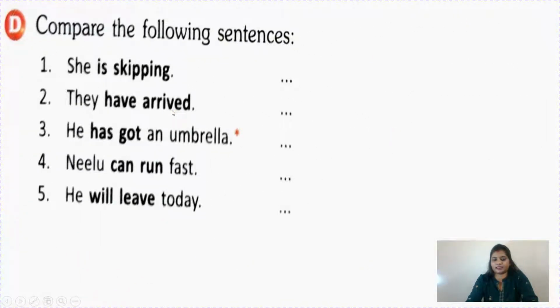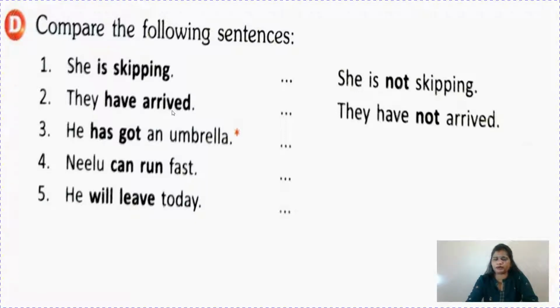Now compare the following sentences again. She is skipping. So we can see two verbs here. First is the helping verb and second is the verb. She is not skipping. They have arrived. They have not arrived. You can write in the short form also. She isn't. They haven't. He has got an umbrella. So here you will write he has not got an umbrella.